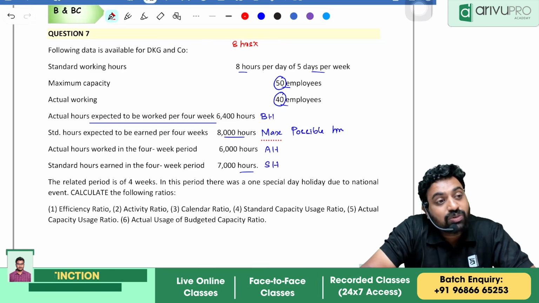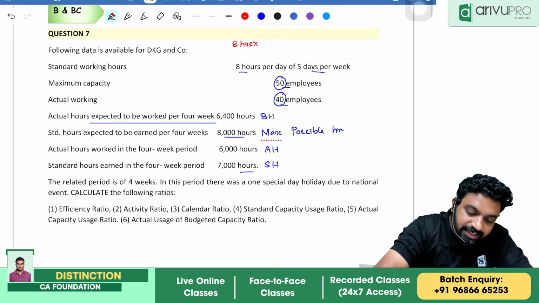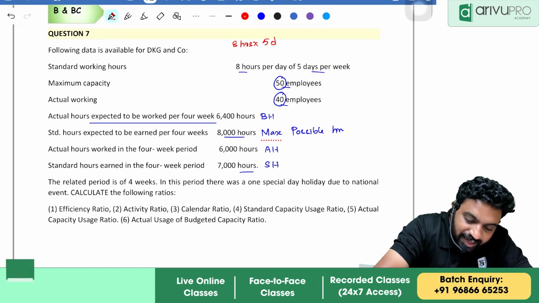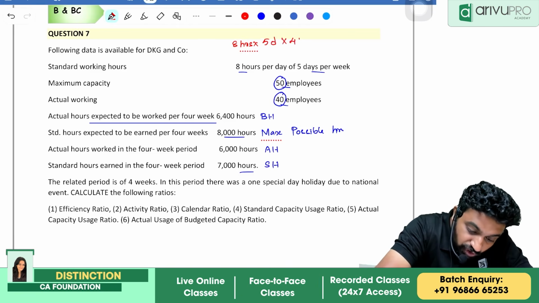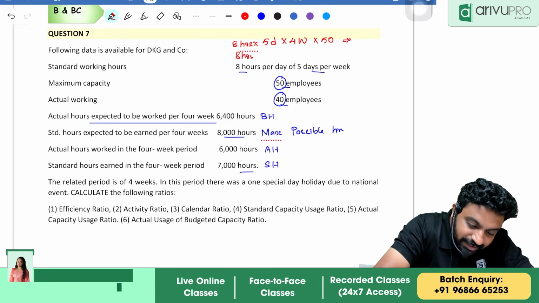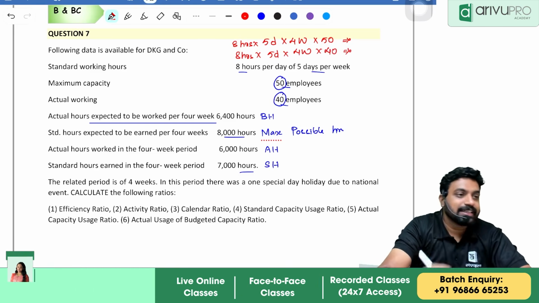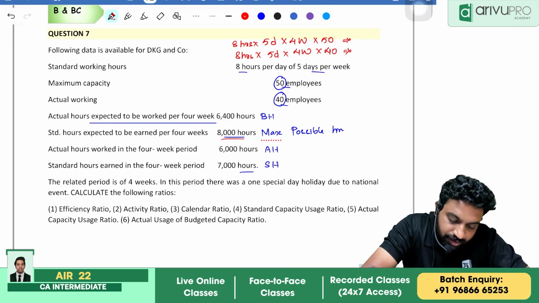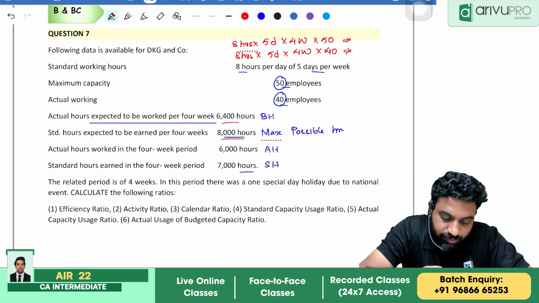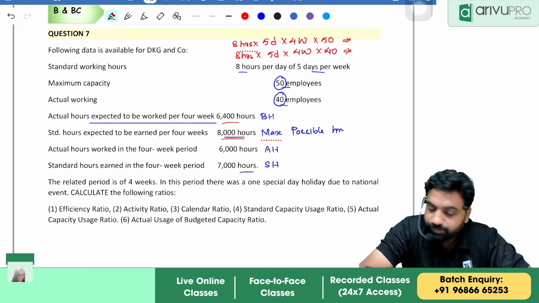But if we plan to work overtime, then it might exceed. That is the case. So 8 hours for 5 days into 4 weeks into 50 employees. This is your maximum. Whereas 8 hours into 5 days into 4 weeks, 40 employees. That is your budgeted. 8,400, 6,000, 8,000 and 6,400. Hope it's clear and you guys got it.